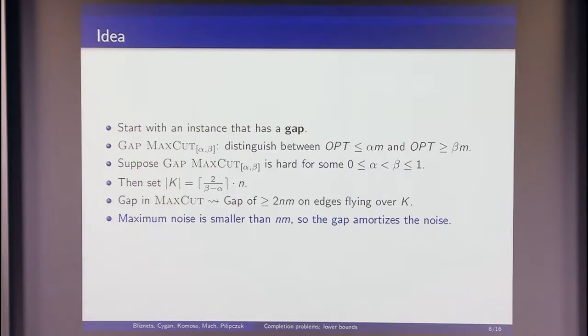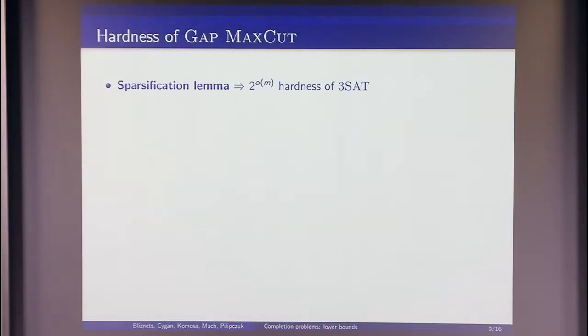If I now map this instance by this reduction, then the gap is stretched and this noise here cannot bridge the whole gap. So if I am able to show hardness of gap MAXCUT for some notion of hardness, this reduction enables me to make a click only of linear size. Okay, so hardness of gap MAXCUT.